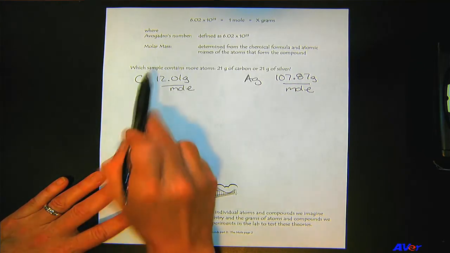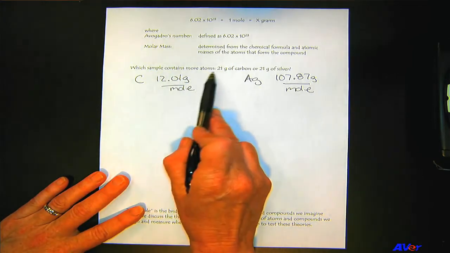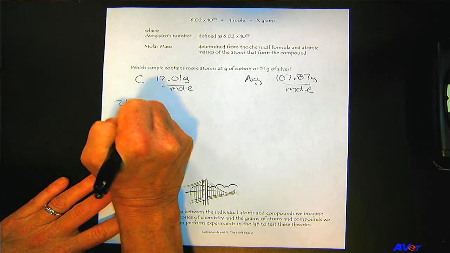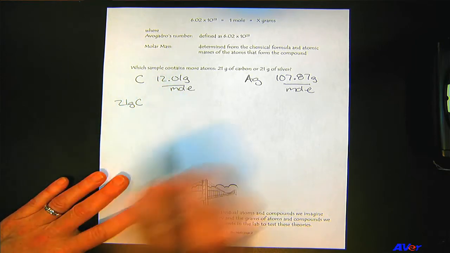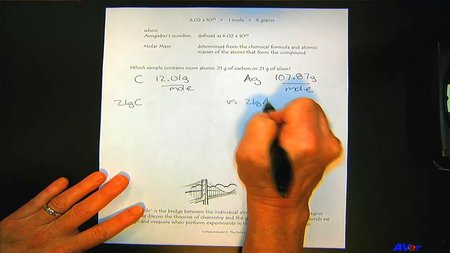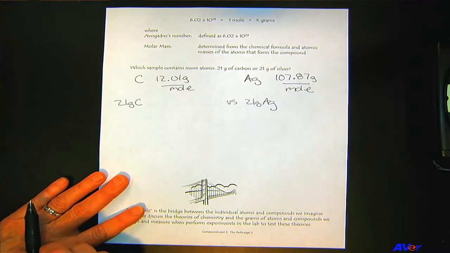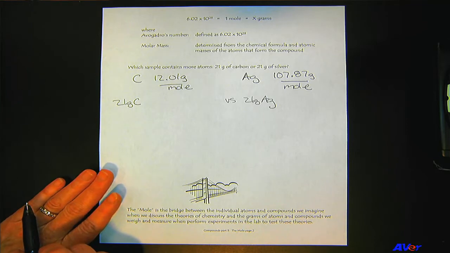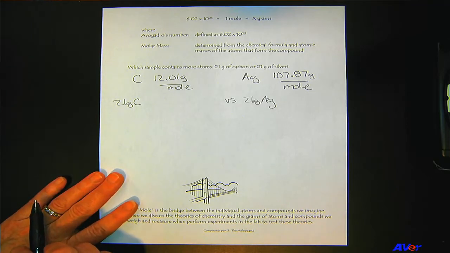Now, which sample contains more atoms? If we have 21 grams of carbon versus 21 grams of silver, just intuitively, which sample is going to have more atoms? Go ahead and make a prediction. Now let's do some calculations to see how you did.